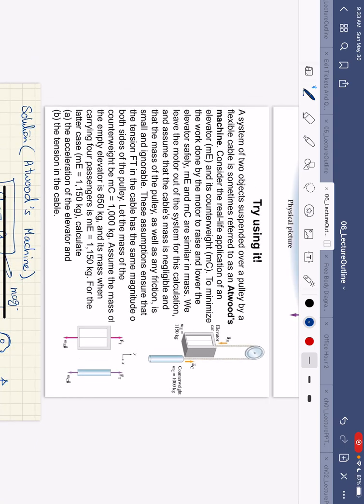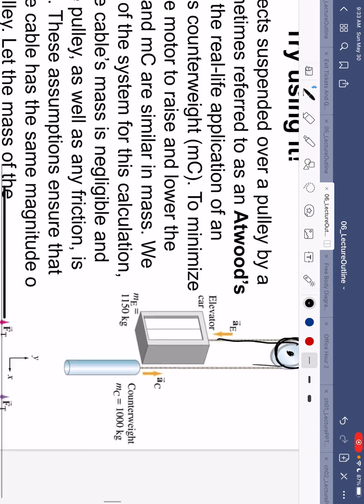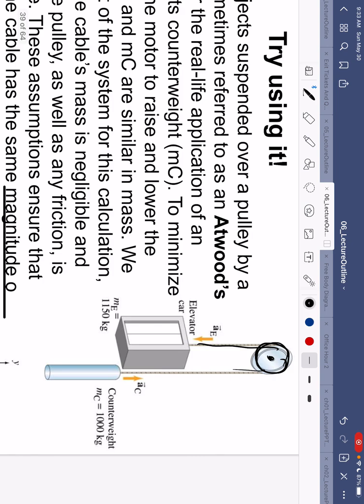Here we have the system called Atwood's machine. It is simply a pulley, and we have two objects that are different in mass. You can look at this system as if it is an elevator. Then I have an object and something called the counterweight, which is on the other side. The weight of the elevator is more than the weight of the counterweight, and this is why we are going to have acceleration.